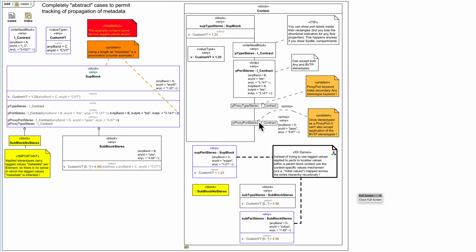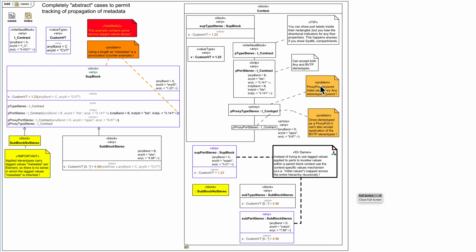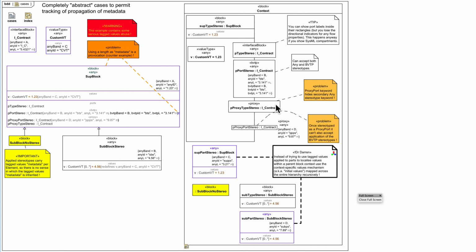Okay, so we'll do the same with this guy. Enable part compartments. That is a proxy which has the stereotype. Aha! The proxy port keyword hides the secondary any stereotype keyword. So, all the effort that went into the tagged values for your contract is now somewhat wasted because it's not visible at this level.